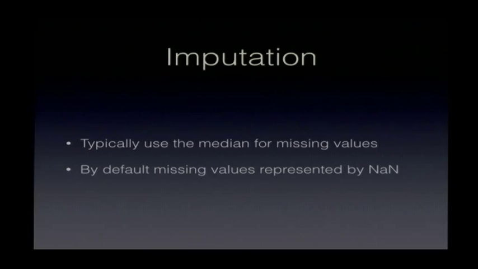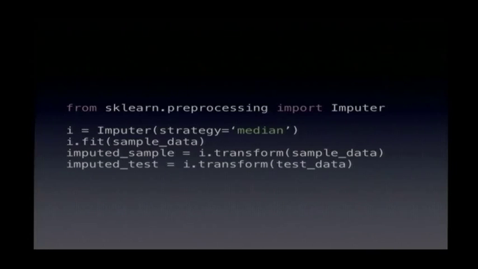And in the imputation code, the missing values are by default represented by nan, but you can configure that. So if we just have a look at the code that you could use to do this, that's it. Just import the imputer, then create an imputer with a median strategy, fit it to your sample data, and then transform your sample data with the fitted model, and that will replace any missing values with their medians.